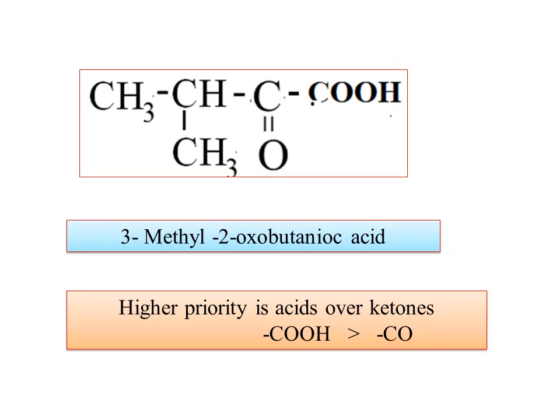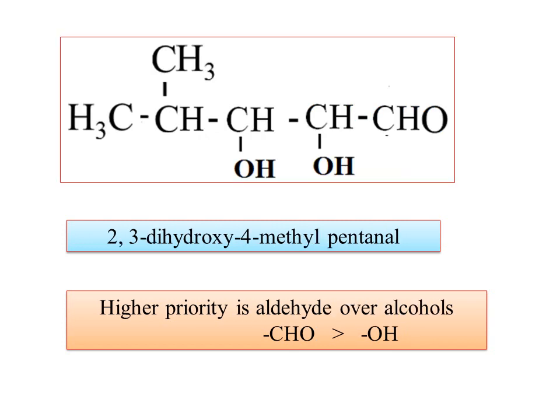Similarly, in this example also, you are going to have a ketonic group and also a COOH group. COOH group will be considered as the parent functional group, whereas the CO group is considered as the substituent. If it is a substituent keto group, then we are going to use the word oxo. Therefore, this will become 3-methyl-2-oxobutanoic acid. Here acid will take priority over the ketone. We have the order of priority. We have to follow that order of priority and we are going to name the organic compound.